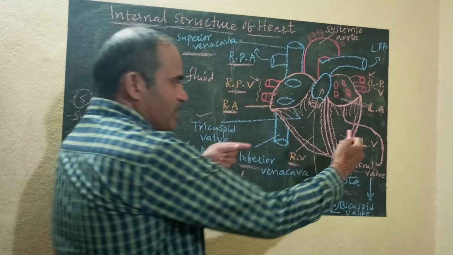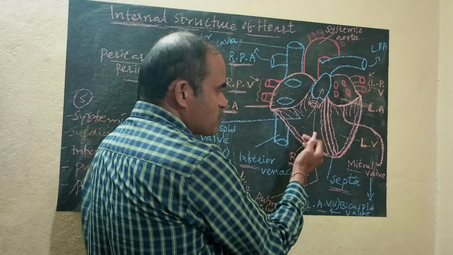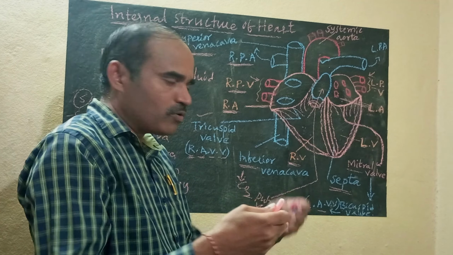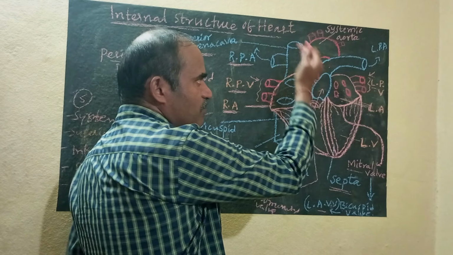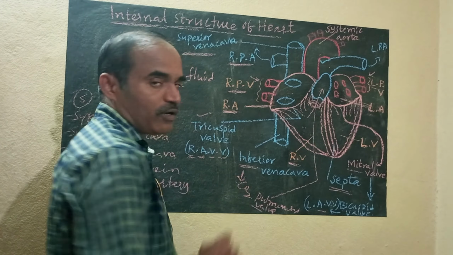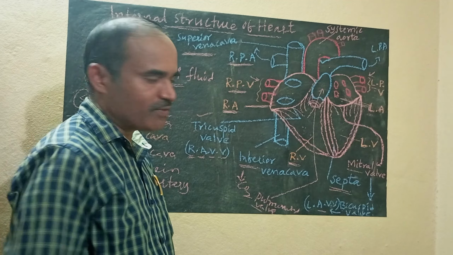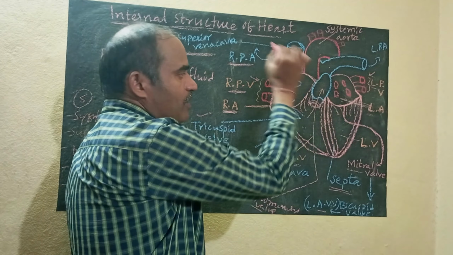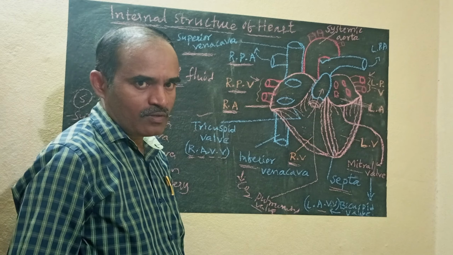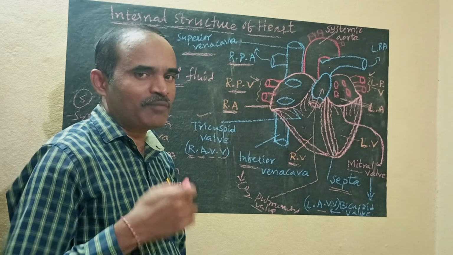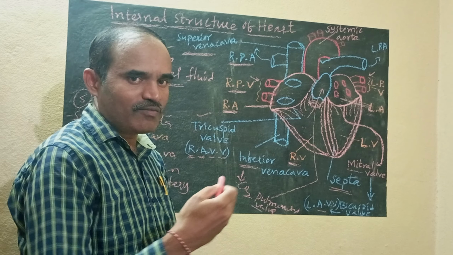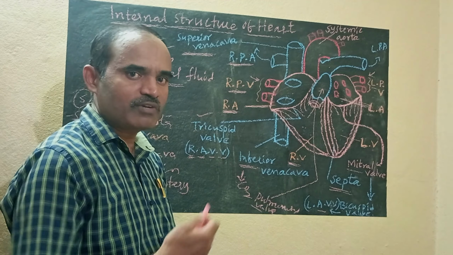The blood flows from the right ventricle to the pulmonary artery through a valve. The valve is called the pulmonary valve, which is present in the pulmonary artery. We may listen to the sound lub dub. How is it produced? The sound we will discuss.